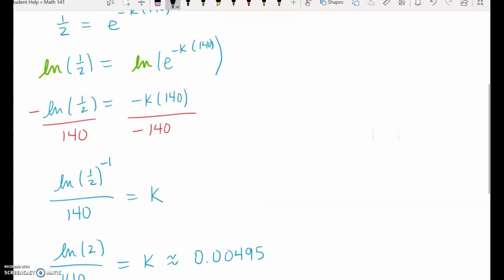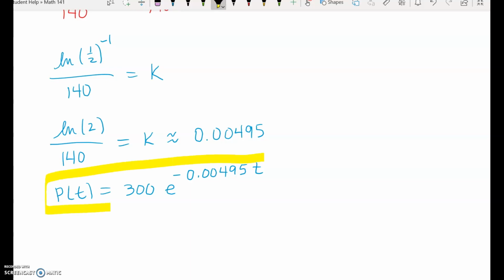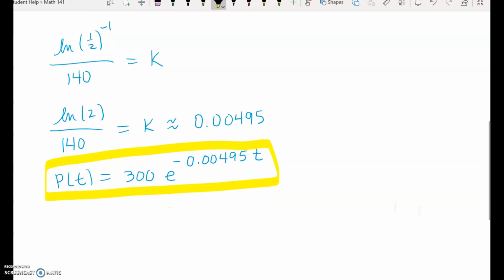So now we have a new equation, which is, this is our model that we'll use. 300 is the starting amount. E to the negative 0.00495t. Remember that whenever we're talking about decay, then we have the exponent as a negative number. So this is the model that we're going to use.